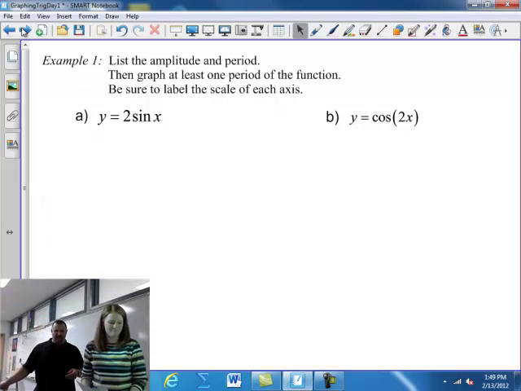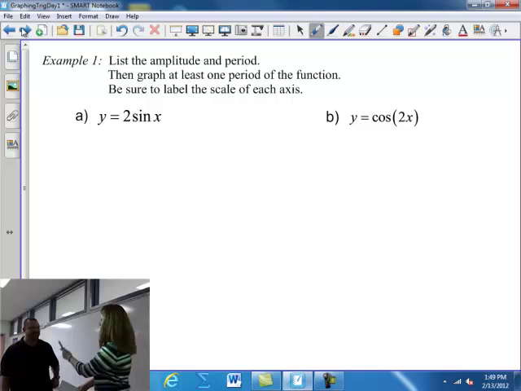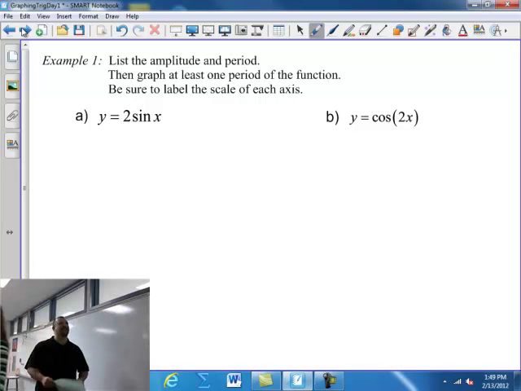Okay, now, what are we going to do with these things? You get to do some graphing. Here you go. I get to do some graphing. Okay, have fun. Awesome. Okay, so first things first.